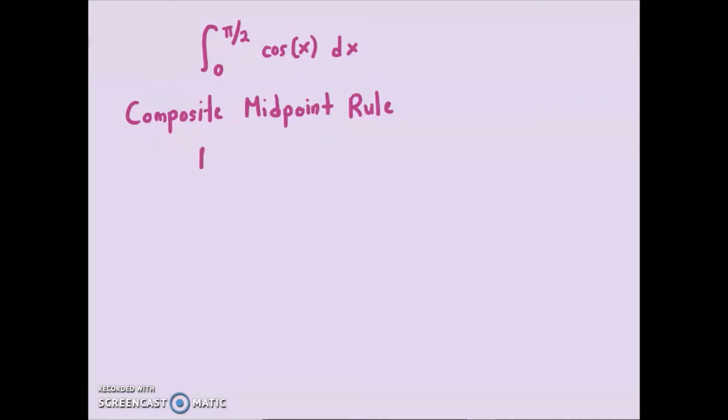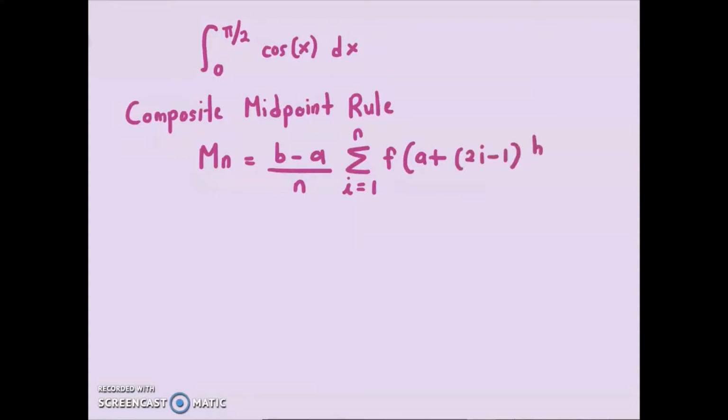The composite midpoint rule is given as M_n equals (b minus a) over n, summation from i equals 1 to n of f of (a plus (2i minus 1) h over 2). To find the best estimation, if I look at my extrapolation, I need h over 2 and h over 4 here.